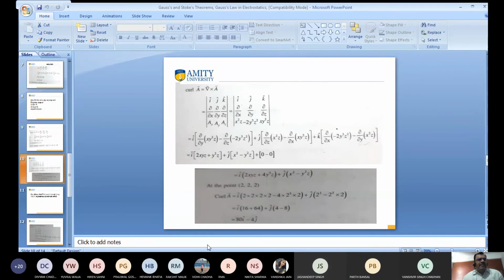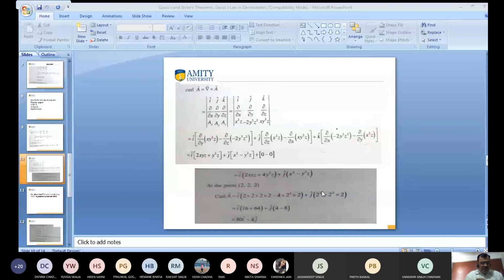Yes, sir. My answer is, this is the point. This I write here as the correct answer. Okay, this is wrong. I write here i 2xyz plus 4y cube z. This is the correct answer. This is not correct. Yes, sir. This is the correct answer. So any doubt? Any doubt? Anyone? Otherwise, proceed for attendance.